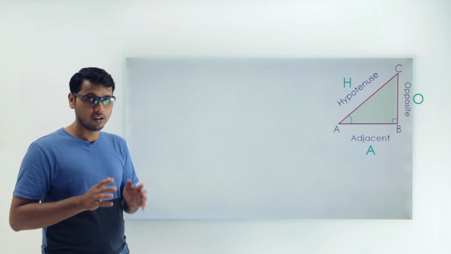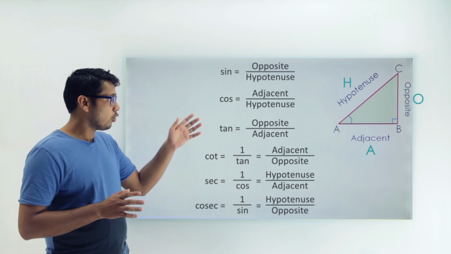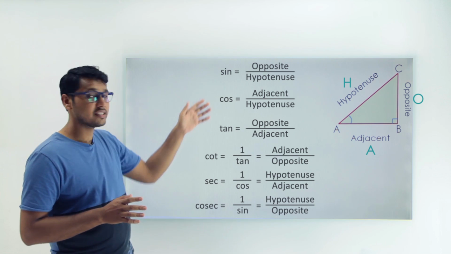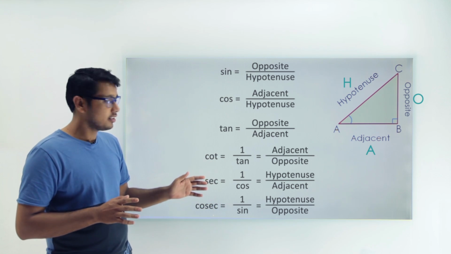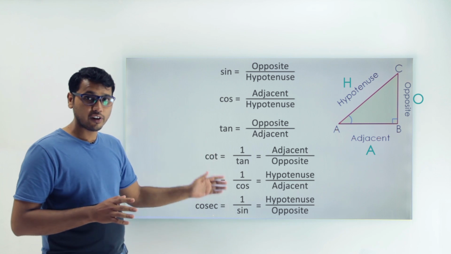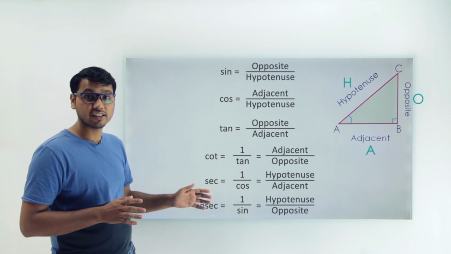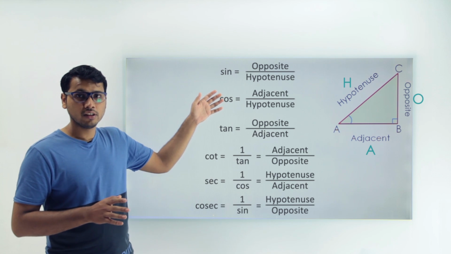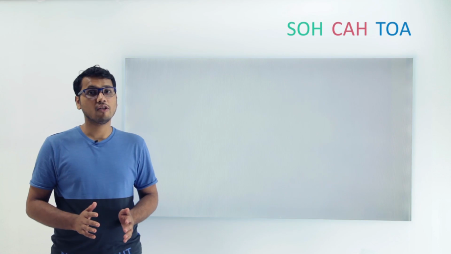Now if you look at all the trigonometric ratios, SOH CAH TOA is for the first 3, and the next 3 are written in order such that the fourth is the reciprocal of the third, the fifth is the reciprocal of the second, and the sixth is the reciprocal of the first. So all you have to remember is SOH CAH TOA. Now let's understand this concept by using an example.